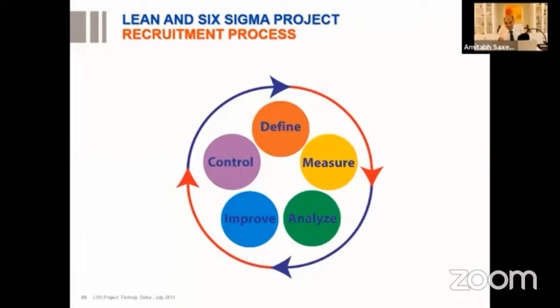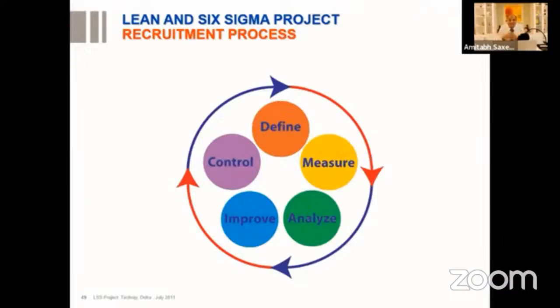Then comes norming. Norming means people settle down, they accept each other, and then comes performing. So in the define phase, the forming, storming, and norming take place. You form the team, tell everyone that this is our project, and you write a beautiful project charter.